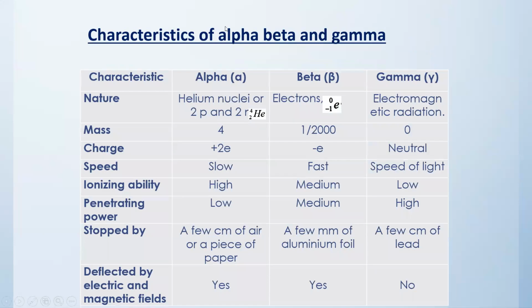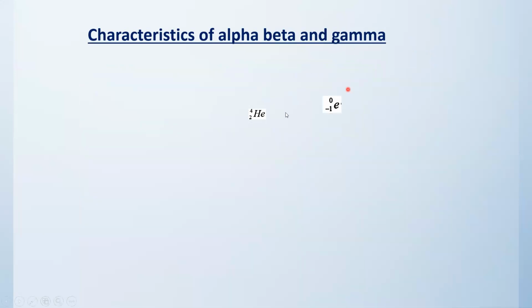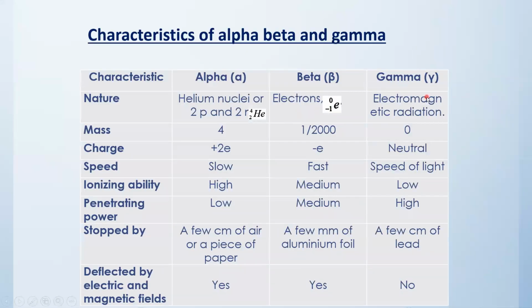Then this table is very important, which is about the properties of alpha, beta, and gamma. Alpha has 2 protons, 2 neutrons, also known as a helium nucleus. Beta is only an electron, and gamma is electromagnetic radiation. The mass of alpha is 4. Why? Because 2 protons, 2 neutrons. The mass of beta is the same as an electron, 1 divided by 1840, or 2000, you can say. This is a relative mass. And gamma does not have any mass. Charge is +2, -1, and neutral.